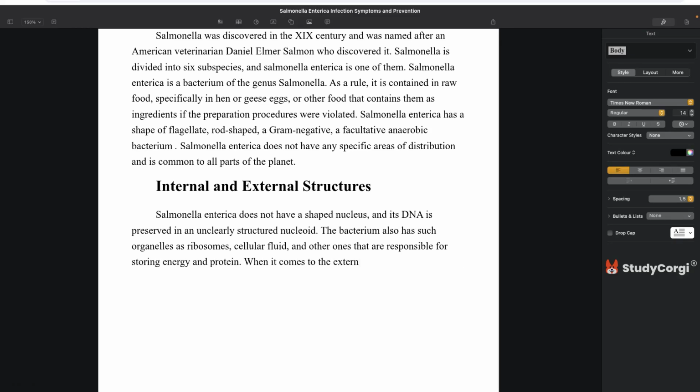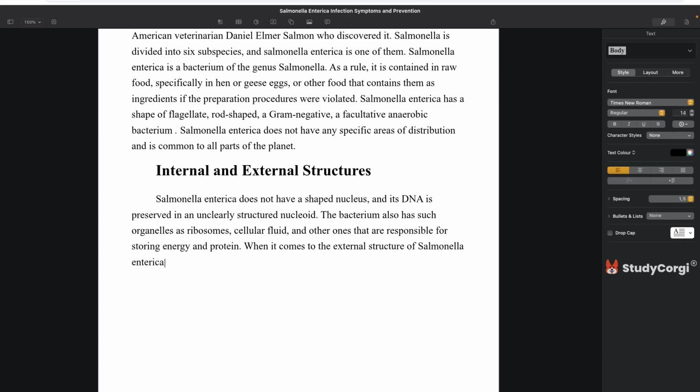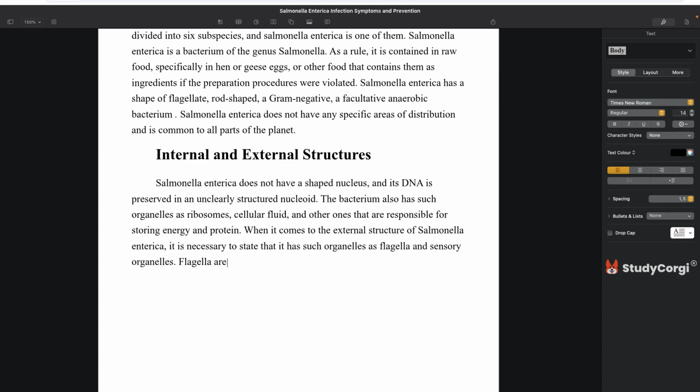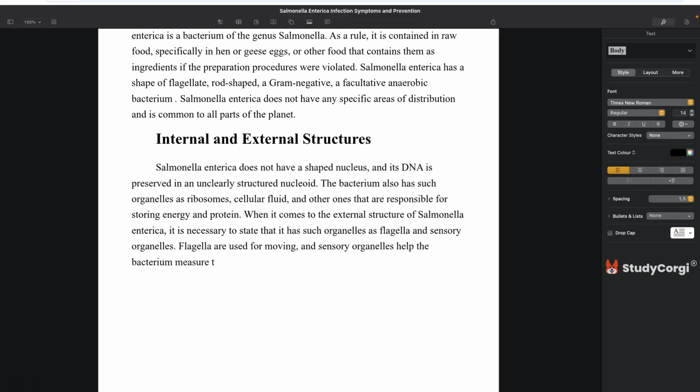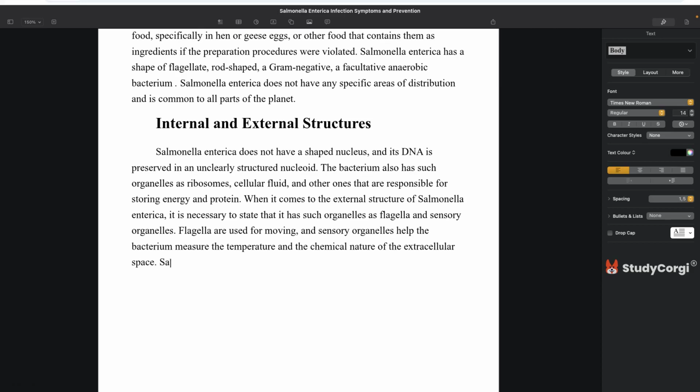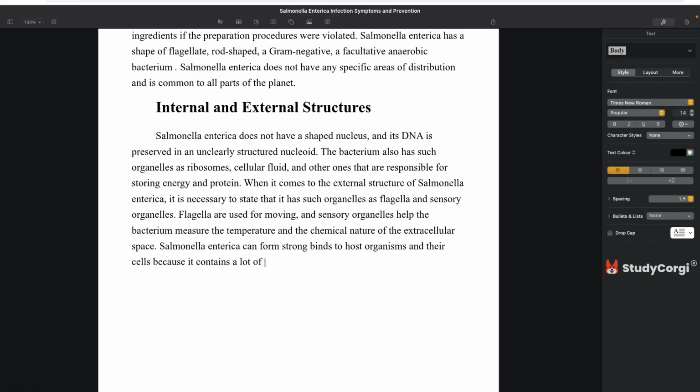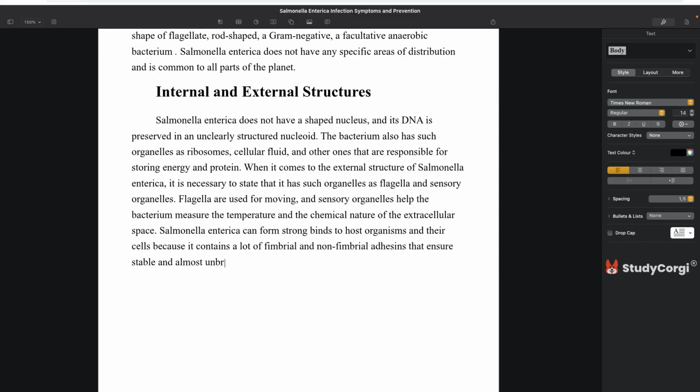When it comes to the external structure of Salmonella enterica, it is necessary to state that it has organelles such as flagella and sensory organelles. Flagella are used for moving, and sensory organelles help the bacterium measure the temperature and the chemical nature of the extracellular space. Salmonella enterica can form strong bonds to host organisms and their cells because it contains a lot of fimbrial and non-fimbrial adhesins that ensure stable and almost unbreakable binding.